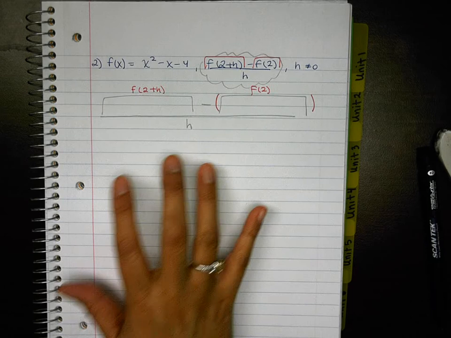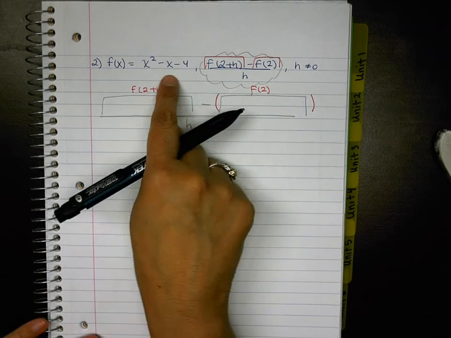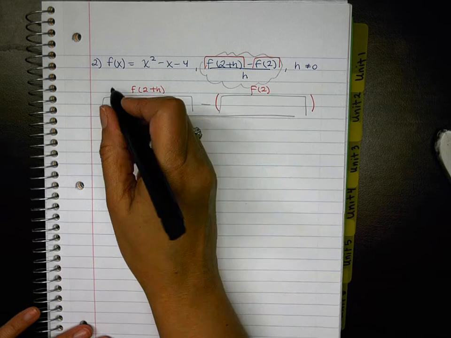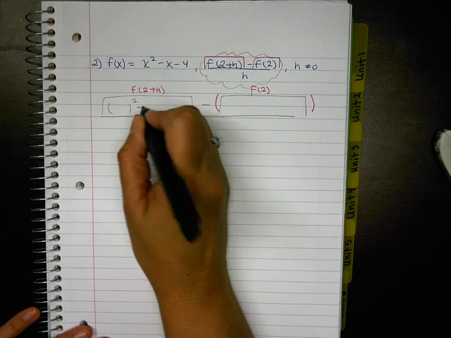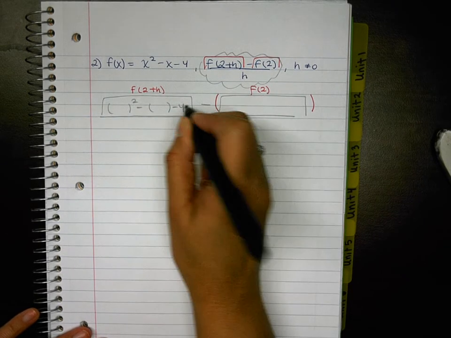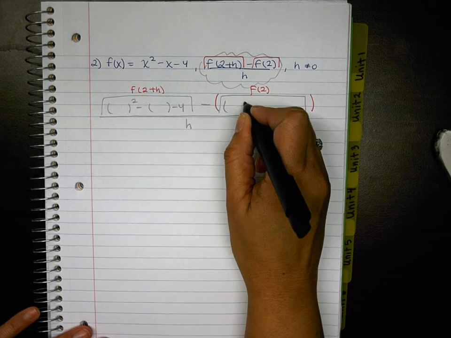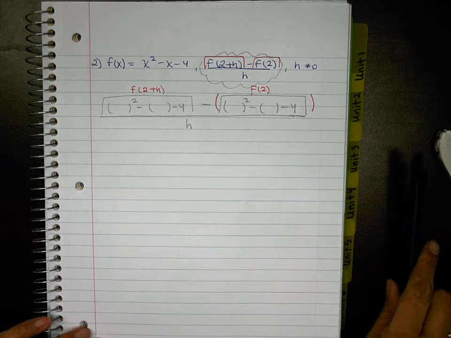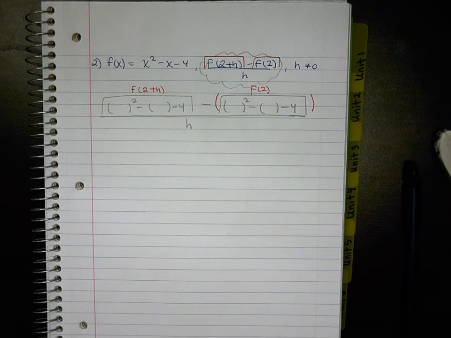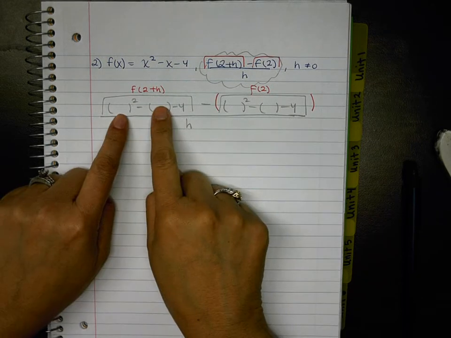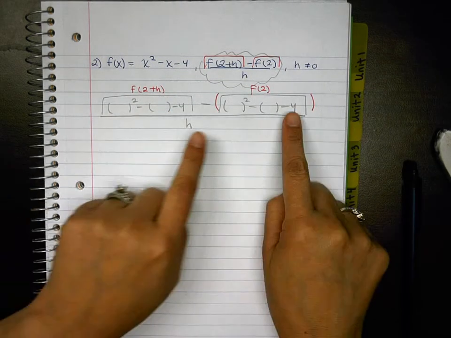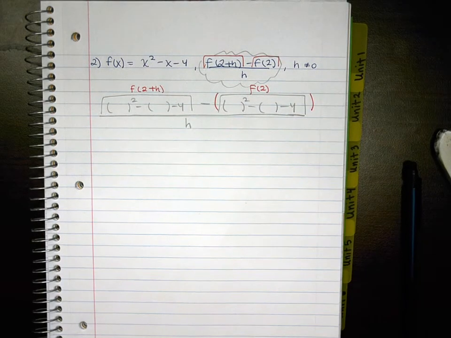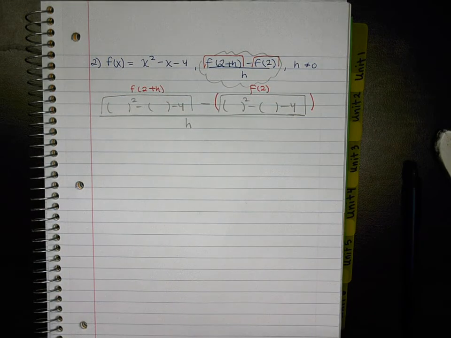Okay, second part of the skeleton form is here. F of x goes inside with blanks. Blank squared minus blank minus 4. And again, blank squared minus blank minus 4. Now I want you in here to plug in whatever should be plugged in for the blanks, and in here whatever should be plugged in for the blanks, and then check with your shoulder partner and see if you've plugged in the correct thing.